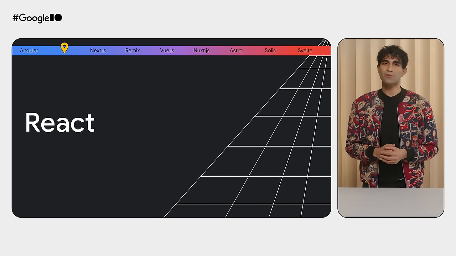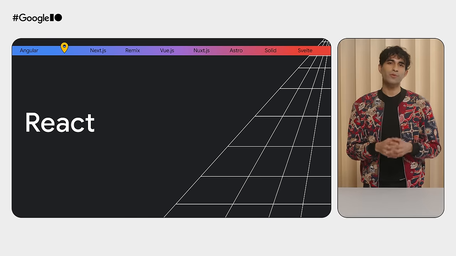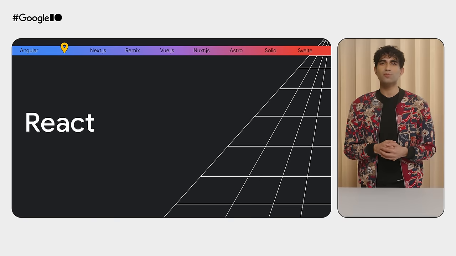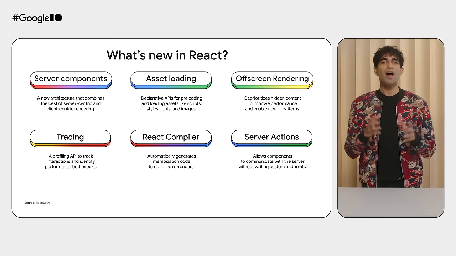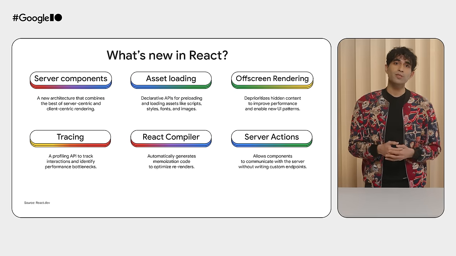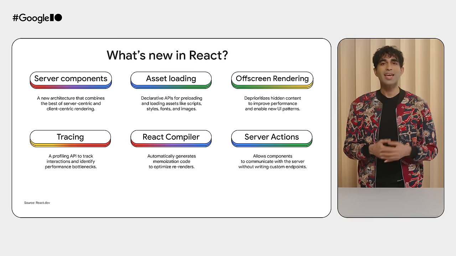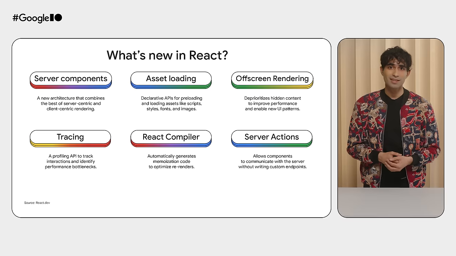React is constantly evolving, and the team has been hard at work researching and developing new features to improve developer experience and user experience. React Server Components combine the benefits of server-centric and client-side rendering for efficient data fetching. The framework is also working on asset loading APIs for seamless loading of scripts, styles, fonts, and images across all React environments. Offscreen rendering, which improves performance by deprioritizing hidden content and enabling new patterns, is also pretty exciting.